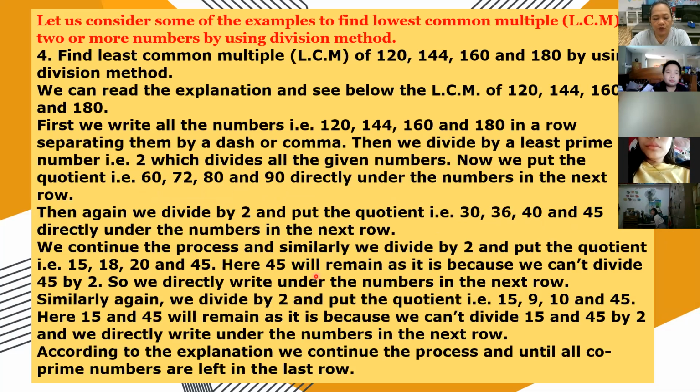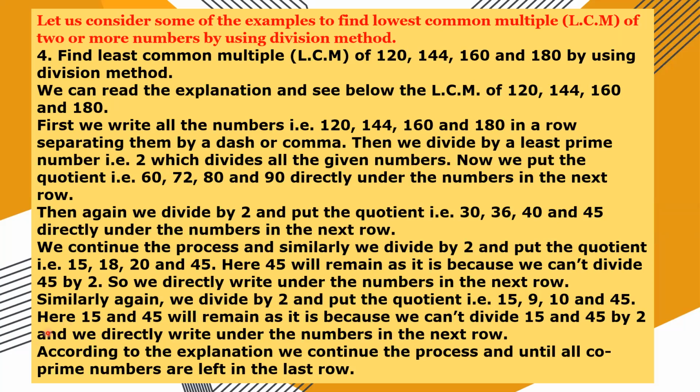Here 45 will remain as it is because we cannot divide 45 by 2. So we directly write it under the numbers in the next row. Similarly again, we divide by 2 and put the quotient, for example 15, 9, 10, and 45. Here, 15 and 45 will remain as they are because we cannot divide 15 and 45 by 2. And we directly write them under the numbers in the next row. According to the explanation, we continue the process until all co-prime numbers are left.